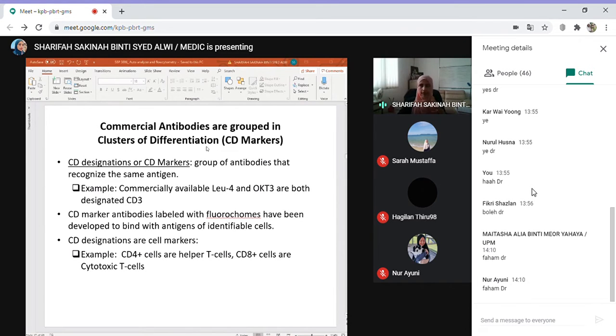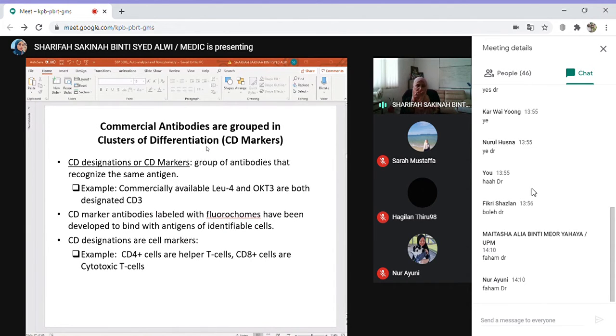For example, katakanlah, you want to look at the presence of K space. So how can you be so sure that the K space exists in that particular cell? What you can do is you can have a control. Usually the control is the untreated.